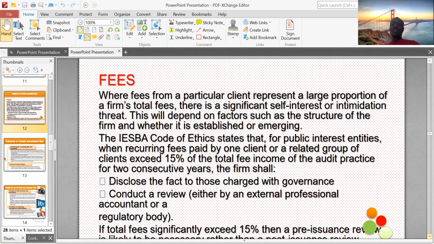So the ISBA Code of Ethics states that for public interest entities, when recurring fees paid by one client or a related group of clients exceed 15%, please mark that number. Keep that number in your head, write it down. When it exceeds 15% of the total fee income of the audit practice for 2 consecutive years, the firm would have to, number one, disclose the facts to those charged with governance. When it's 15% of your total fee income for a period of 2 years, that raises an alert, because whoever pays you more can influence you.